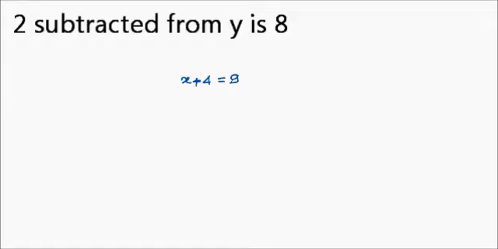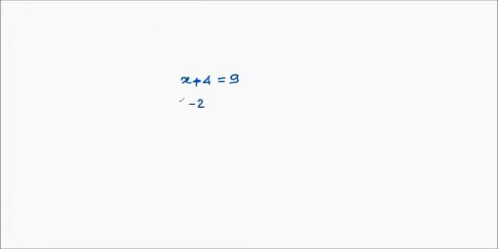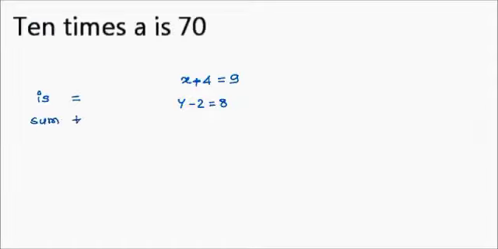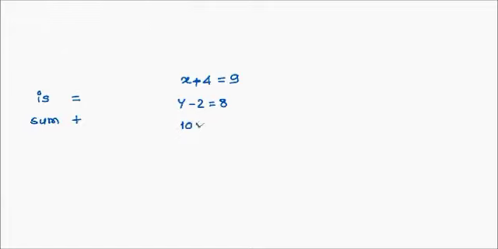Now let's do the second. 2 subtracted from y is 8. 2 subtracted from y. I've told you "from" always comes to the left of the subtraction sign. So 2 subtracted from y means y minus 2, is equal to 8. Sum means addition. Okay. Now we are saying 10 times a is 70. 10 times a means 10 multiplied by a is equal to 70.